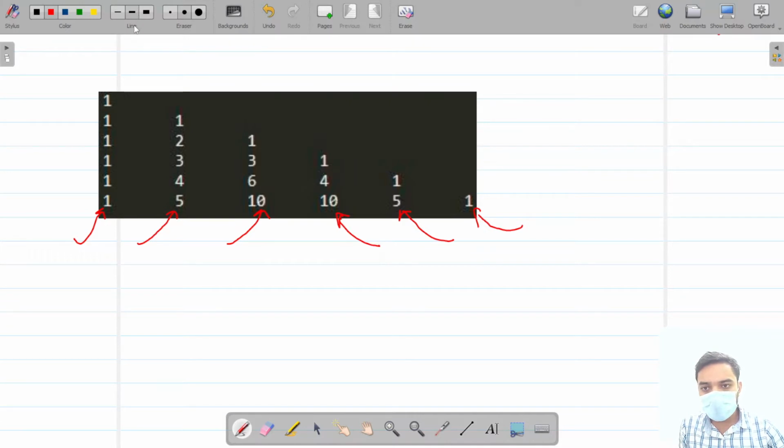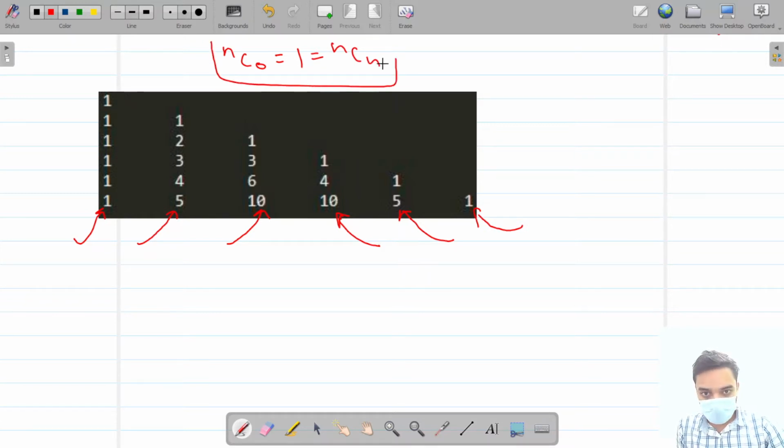What if I say nC0 is always equal to 1, right? And 1 is also equal to nCn. We used to do this in our 12th class in combinations. What if I say this is a combination? See, nC0 or nCn. Fine, I can say it like this.